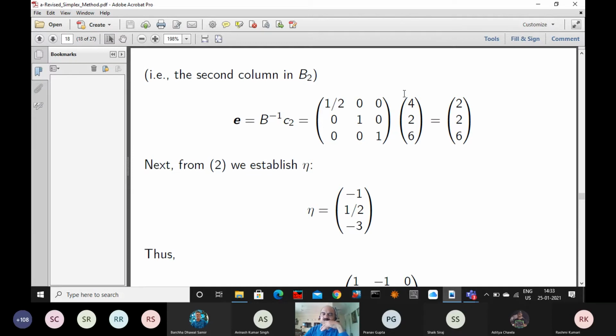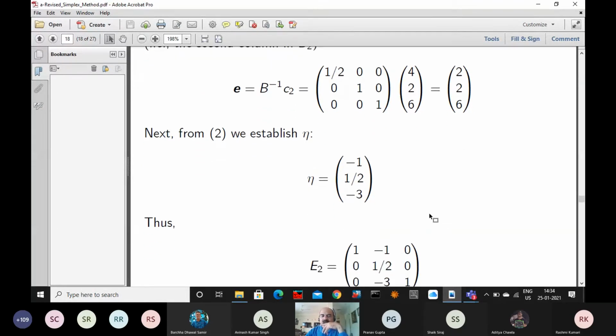See here. First row, first column, second row, first column. So this is coming as 4 by 2, 2. Second is 2. Third is 6. Okay, 2 2 6. With respect to 2 2 6, what is our eta? We are pivoting at the middle element. 2 becoming half. First element becoming 2 divided by 2 with a minus sign, that is minus 1. Then third element 6 by 2 with a minus sign, it is minus 3. So eta equal to minus 1, half, minus 3.